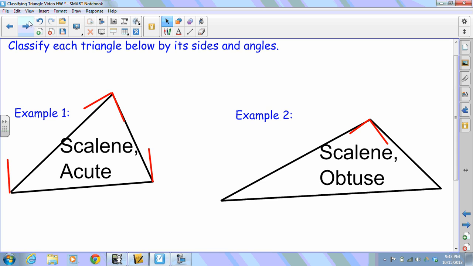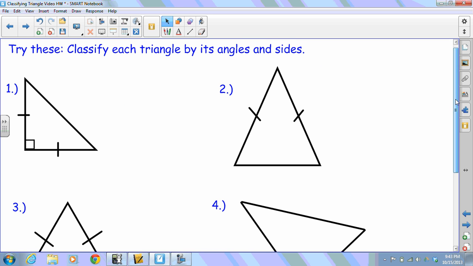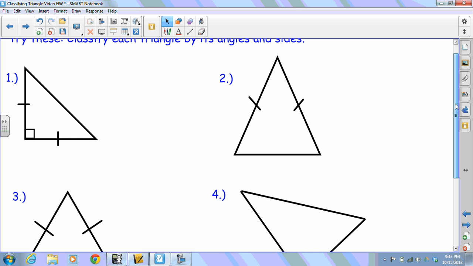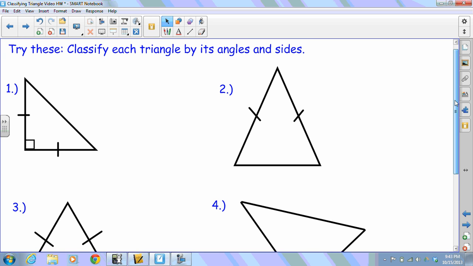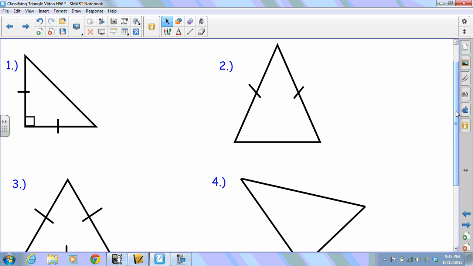All right, so now it's your turn. These 4 problems are on your handout from class today. You're going to classify each triangle by its angles and sides, just like we did example 1 and 2.